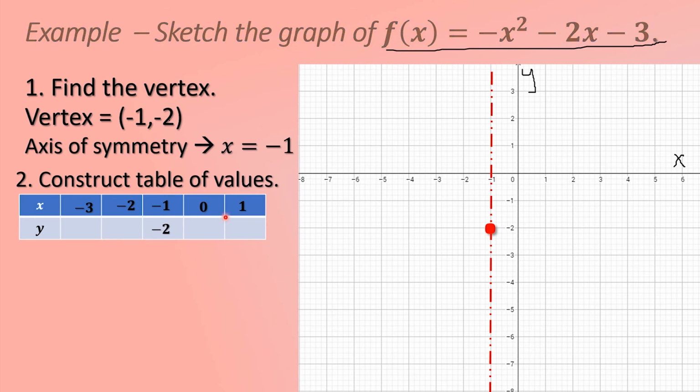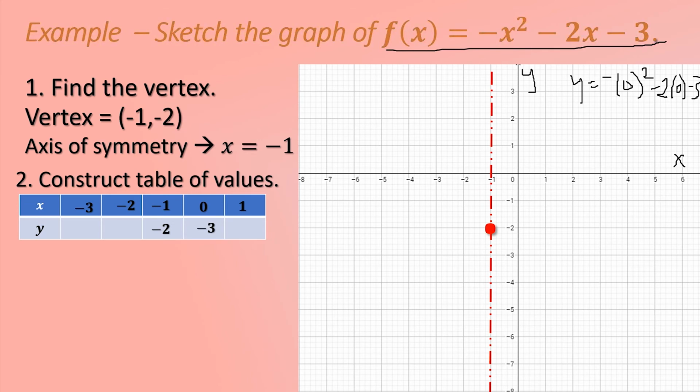After that, we are just going to substitute. For example, if x is equal to 0, we substitute that into our given equation. We have y equals negative, x is 0, so 0 squared, minus 2 times 0, 0, minus 3. So basically, if we substitute 0 into this, what will remain is negative 3. So if x is equal to 0, y is equal to negative 3.